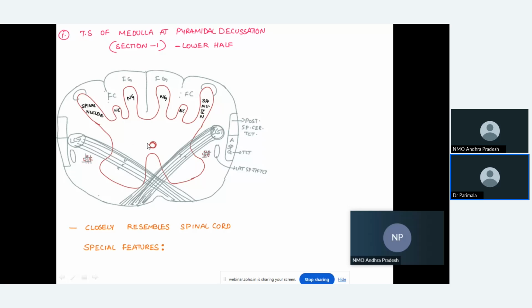So what are the things which you have to write in the TS of medulla at the level of pyramidal decussation? This is the first section of the medulla, located at the lower end of the medulla. What is its specialty? It closely resembles the spinal cord. So what do you have to write for this section after drawing the diagram? You have to write only two headings: what is the gray matter in this section, and what is the white matter. Describe the gray matter and white matter under separate headings.